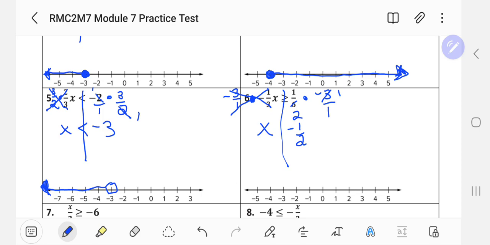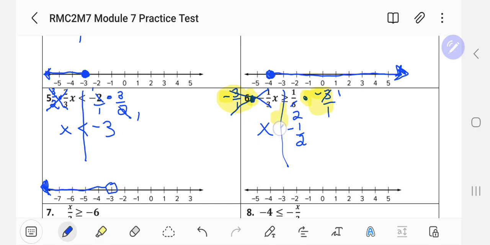Now, did I multiply or divide by a negative? I got my multiplication and my negative on both sides. So I multiplied both sides by a negative. So that means I gotta rotate that sign around.